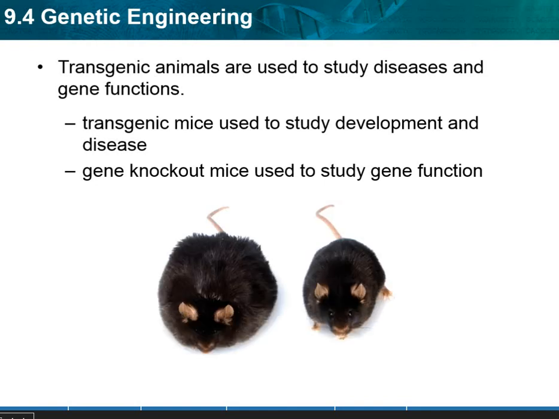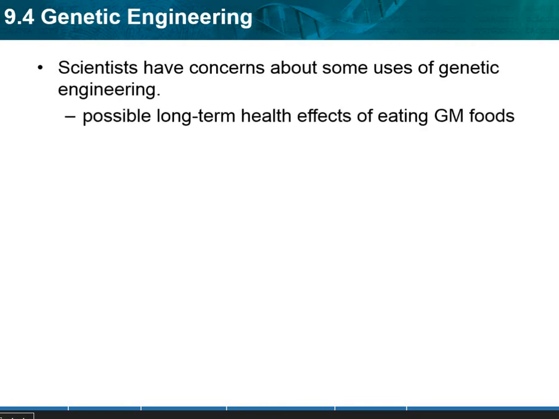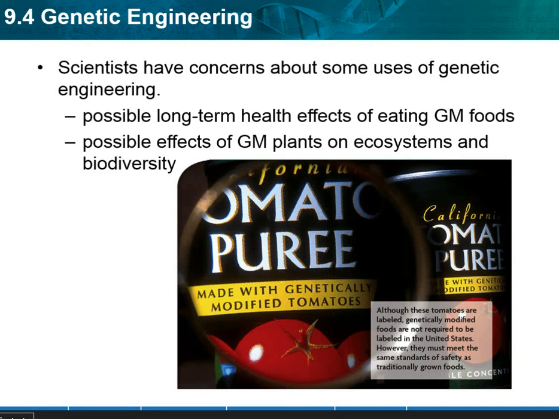So that's what you're seeing down there. You can basically stop a certain gene and see what that gene was supposed to be doing. Scientists have concerns about some uses of genetic engineering, possibly the long-term effects of eating GM foods, and possible effects of GM plants on an ecosystem and biodiversity are some of the common concerns. So that is the end of the notes for section 4.